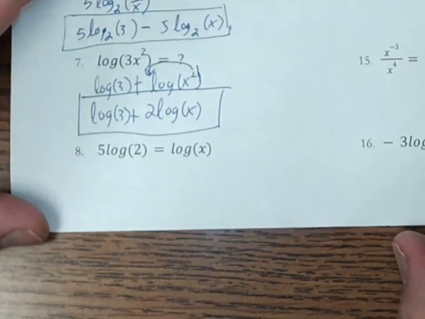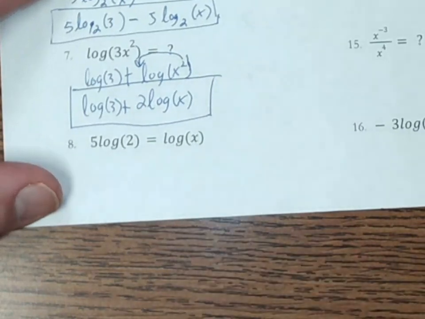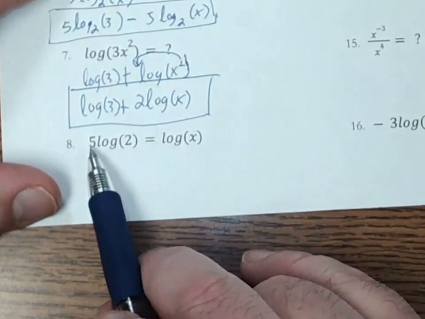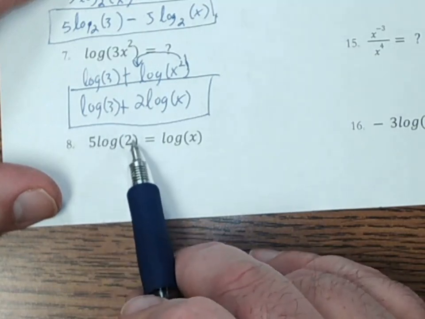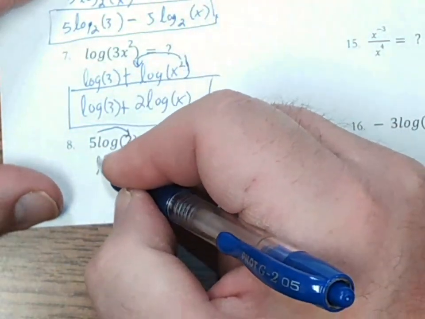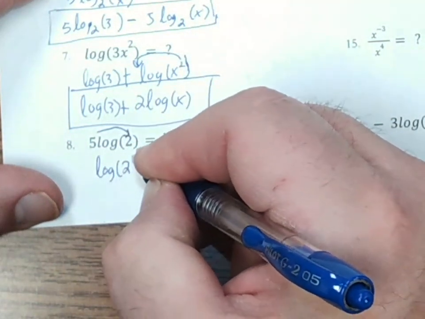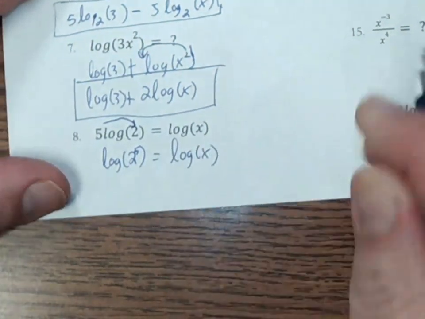Number 8. We've got 5 times the log of 2 equals the log of x. So I'm seeing that we have a 5 outside. I'm going to go ahead and move it back inside. This is one where we are condensing. So this will be the log of 2 to the 5th equals the log of x.